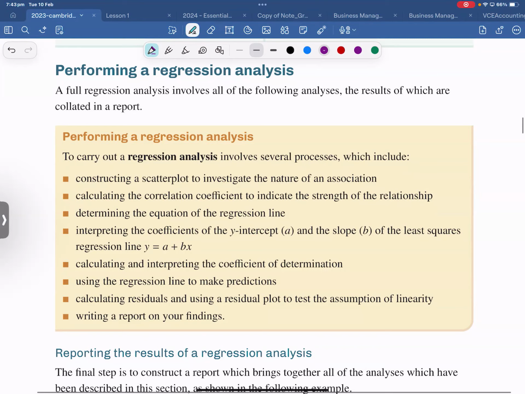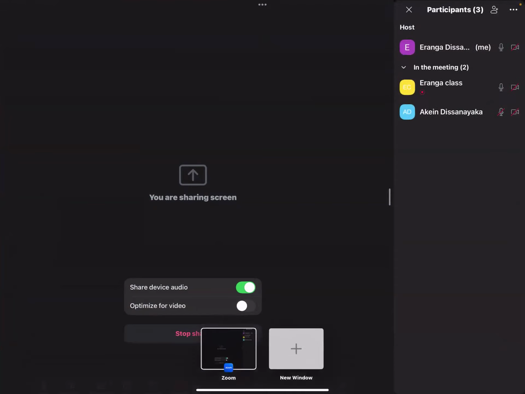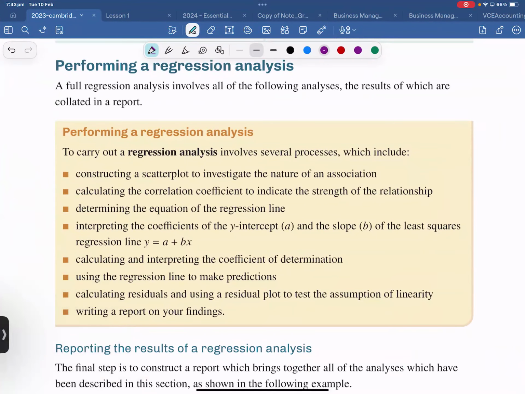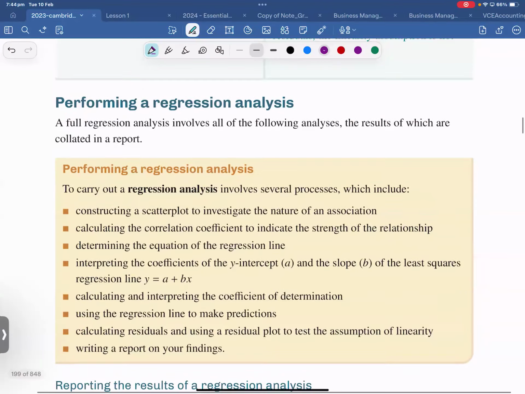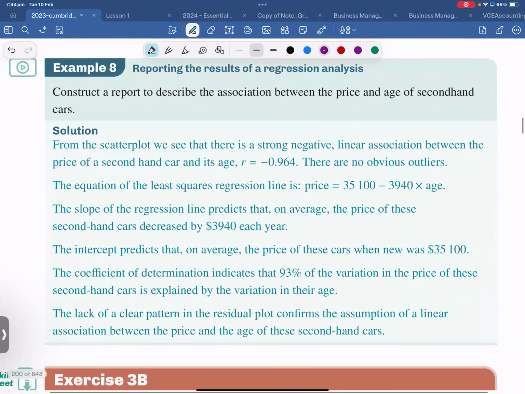Correlation coefficient, yes. Right. Then also we calculated the coefficient of determination, and then finally we did the residual plot, and then we test the assumption of linearity, and then finally we are going to write a report on our findings. Have a look at how the report is going to be.